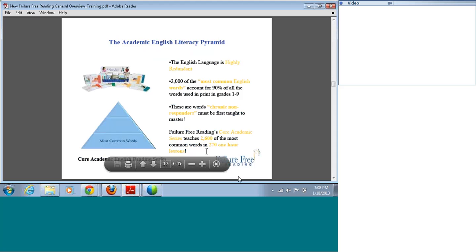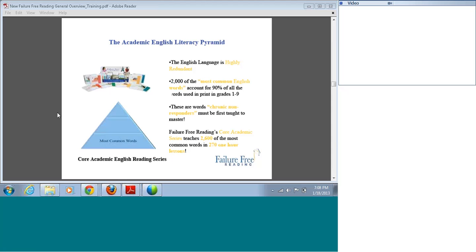With respect to your most common words, the English language is a highly redundant language. 2,000 of the most common English words account for 90% of all the words used in print in grades 1 through 9. These are words that chronic non-responders must be first taught in order to master. So Failure-Free Reading's core academic series, our elementary solution, teaches 2,600 of the most common words in 270 one-hour lessons.